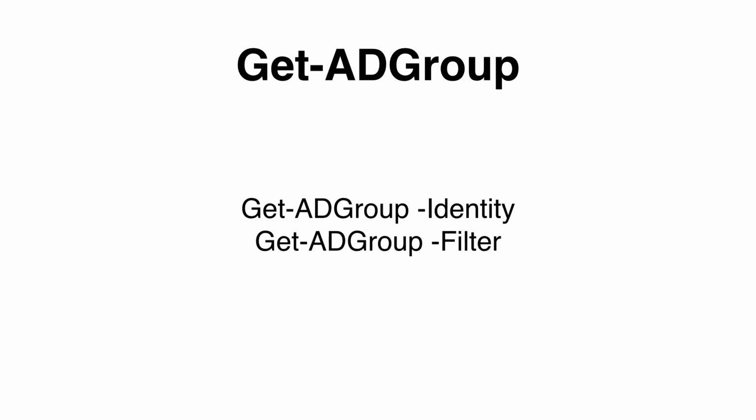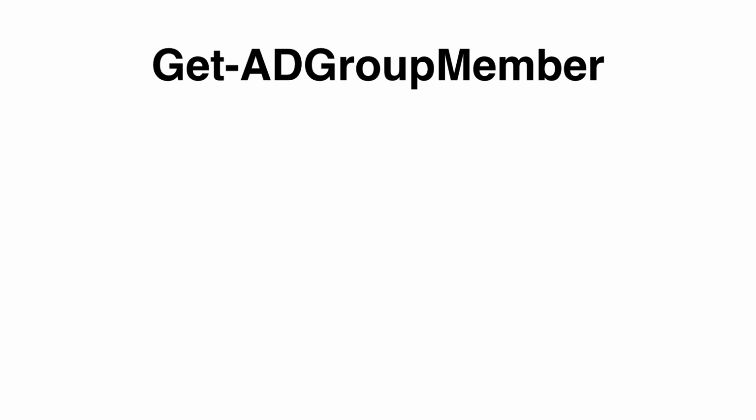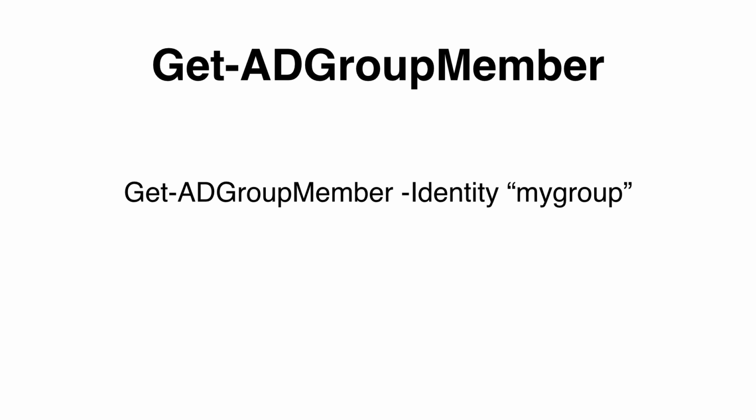To retrieve group information from Active Directory, we can use the Get-ADGroup commandlet. We have the same three parameters as we have with the Get-ADUser commandlet: the identity, the filter, and the LDAP filter. To see who is a member of a group, we can do so by using the Get-ADGroupMember commandlet. To do that, we need to specify the commandlet and then the identity of the group that we are looking for. The identity is the SAM account name of that group.